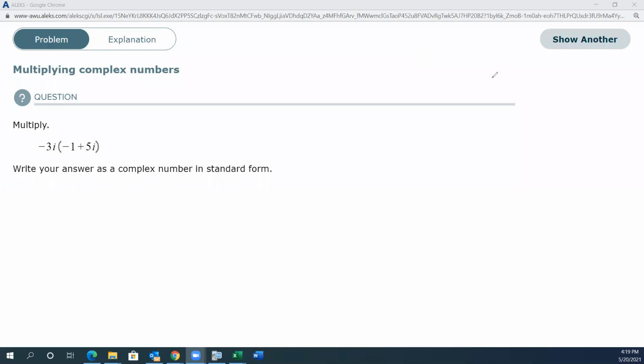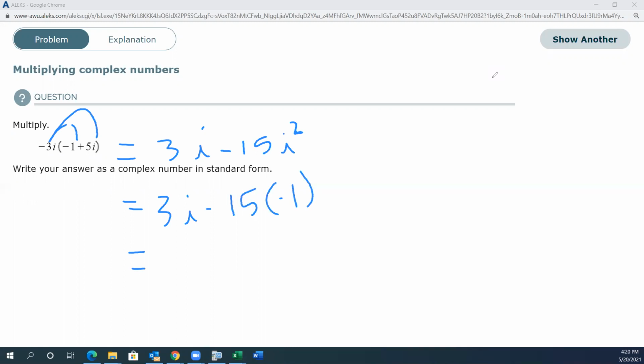All right, so what about multiplying complex numbers? Well, you just dance. You've got 1 boy and 2 girls. Every boy dances with every girl. So I multiply those together, and I get 3i. Multiply those together, and I get minus 15i squared. But i squared, we learned, is negative 1. And negative 15 times negative 1 is plus 15. Tradition says that this term comes first, but it doesn't matter.